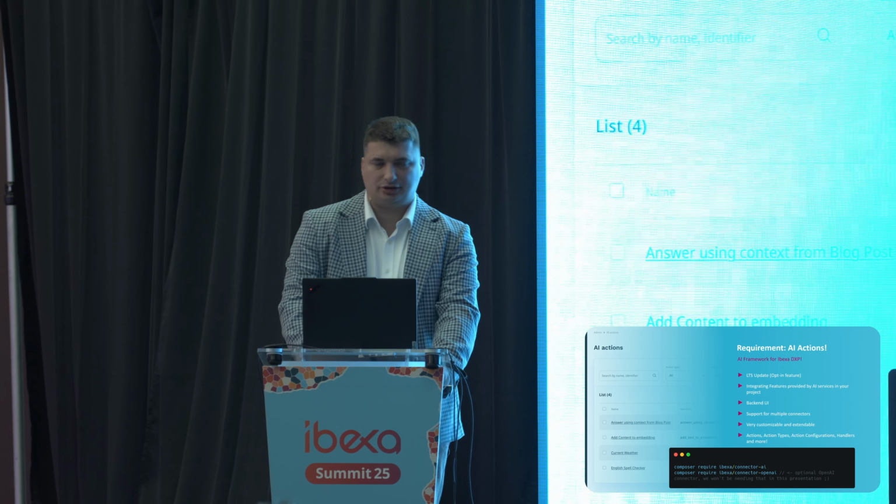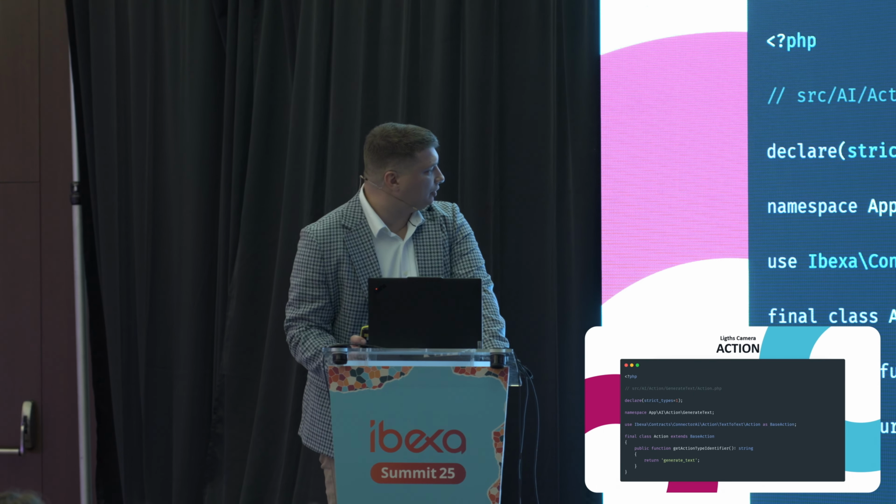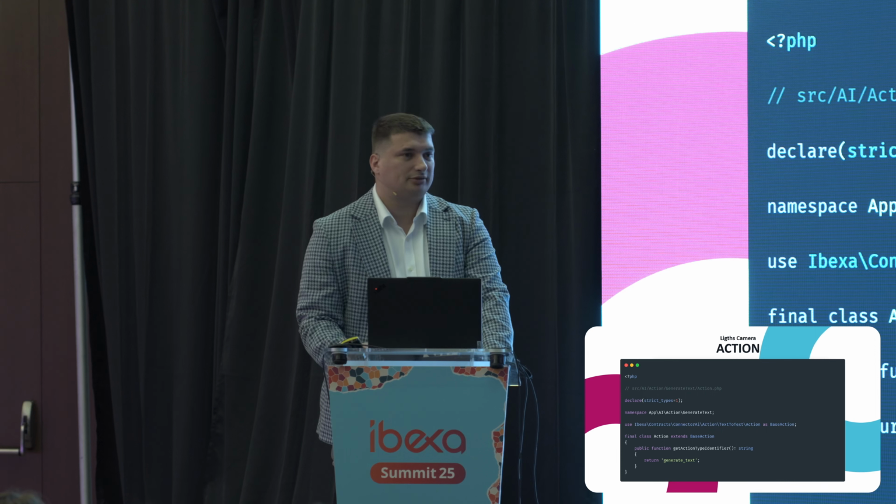I will be showing some code snippets here, and they can be quite big. Don't worry if I go a little bit fast, because all the code will be available in the GitHub repository. The link and a QR code will be available at the end of the presentation. So what do we need for an AI connector? At least for a simple custom AI connector for AI actions, we need three things: an action, an action type, and a handler. If we take a look at the action, this is an extremely simple class.